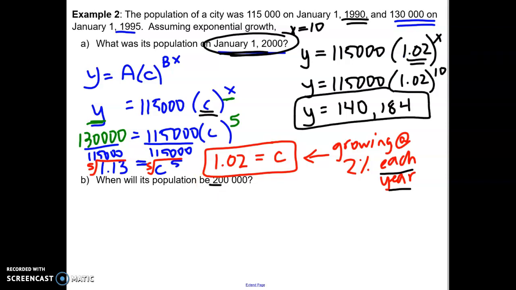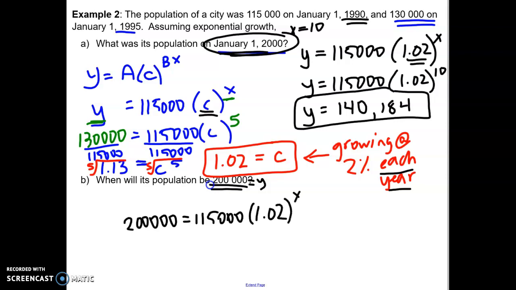So for part B, now we're saying when is the population 200,000? So 200,000 is y. So into my equation, I'm going to put 200,000 equals 115,000 times 1.02 to the power of x. To make this easier on ourselves, let's divide out the 115,000 first. So we get 200,000 divided by 115,000. I got approximately 1.74. And again, that equals 1.02 to the power of x.